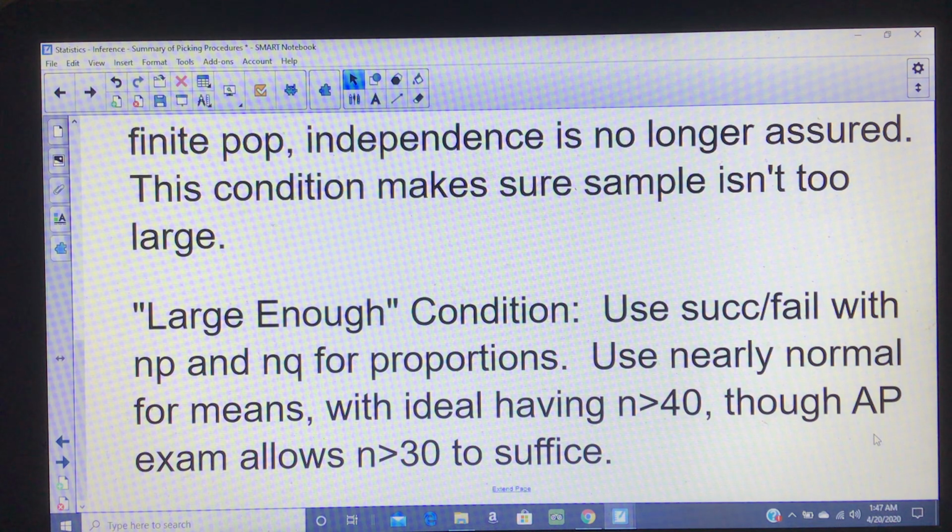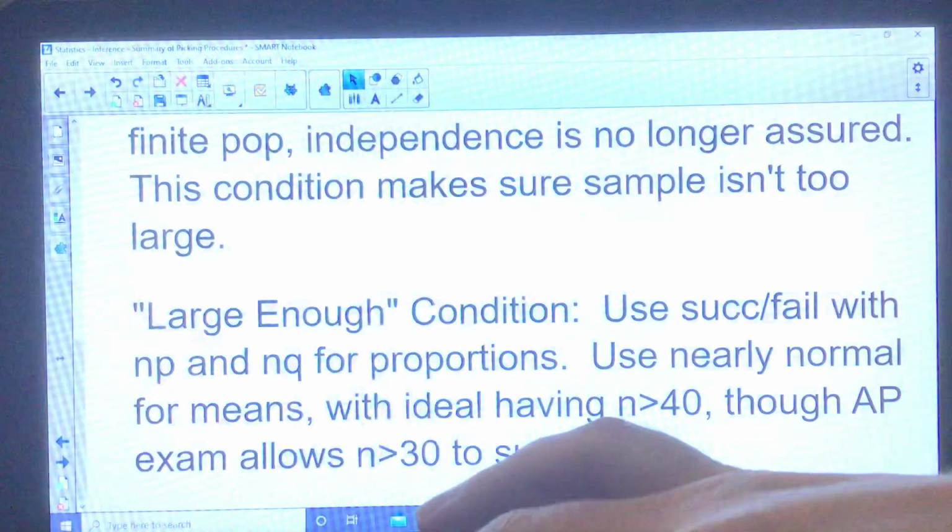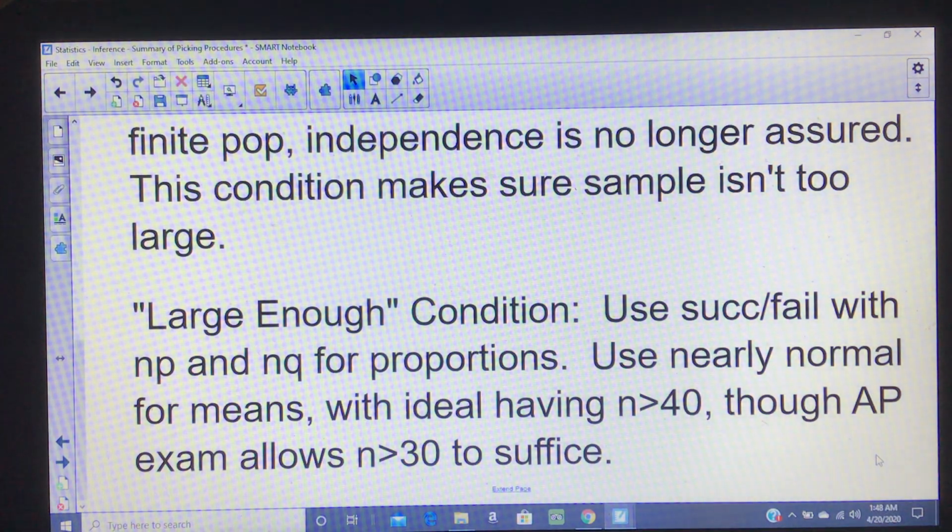The 10% condition said you don't want to take too many. The large enough conditions say you don't want to take too few. Basically, if your samples are too small with proportions or with means, you haven't actually taken a large enough sample for that normal curve or t-curve to really lock in. So be careful to make sure that the samples are large enough.